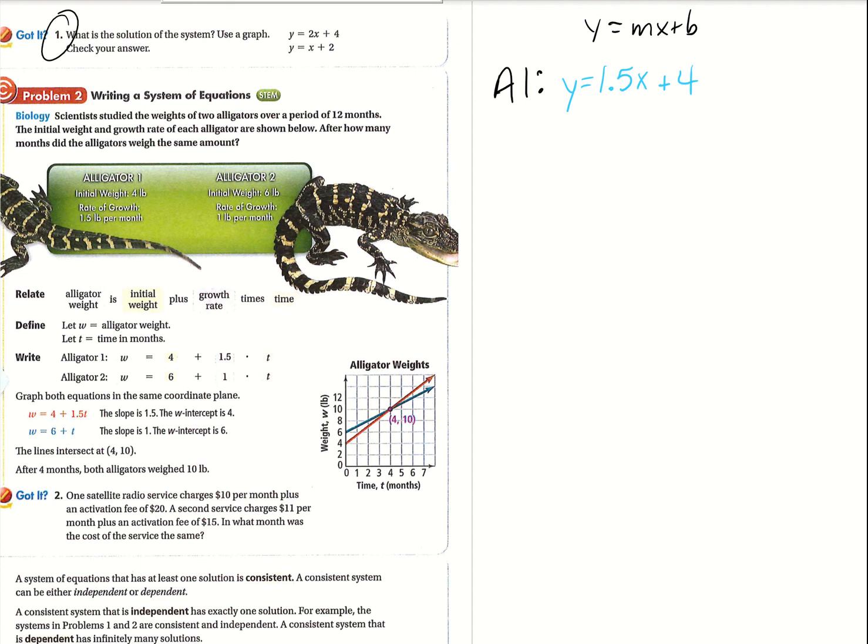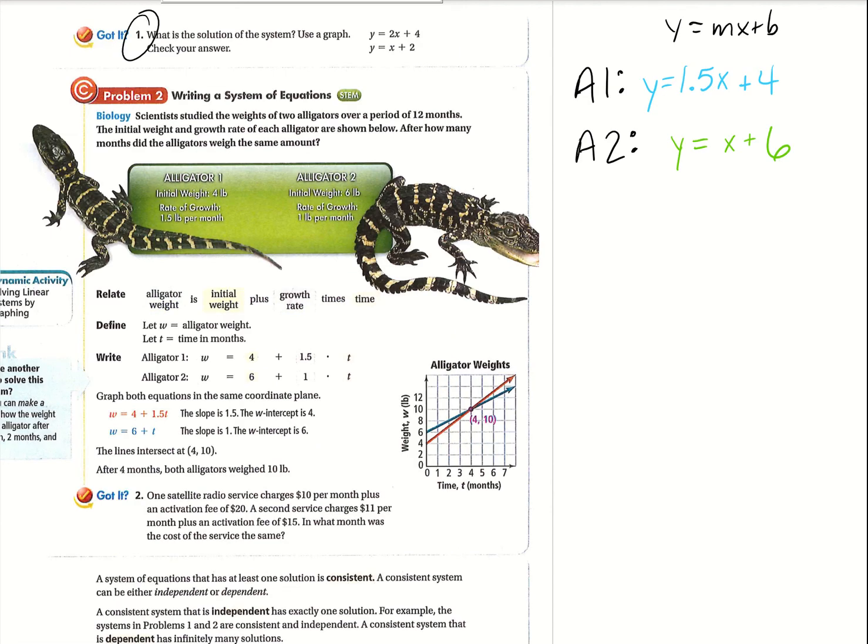All right, and then if we look at alligator 2, and we use the same form of y equals mx plus b, we're going to want to do the same sort of thing. So we have y stays the same and x stays the same. Our initial weight this time is 6 pounds. Okay, and then our rate of growth is 1 pound per month. So that would be 1x plus 6, or just y equals x plus 6.